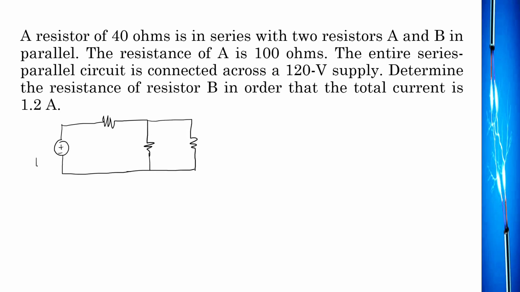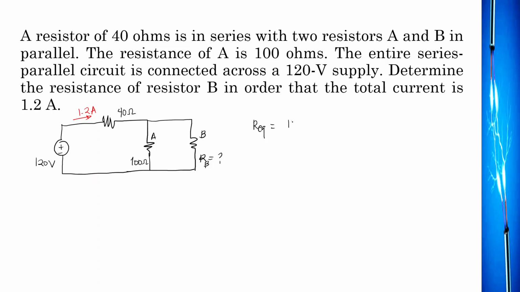So, here we have 120 volts. Tapos ito daw yung 40 ohms na naka-series dun sa parallel combination ng A at saka B. So, ang A daw, sabi 100 ohms. No? Tapos ito yung nawawala. Okay, yung RB. Tawagan na siyang RB. Ayan. Tapos, ang total current daw ay 1.2, no? So, hanapin natin yung nawawalang resistance, no? Okay? So, here we can have, again, kunin natin yung magiging equivalent resistance, no?